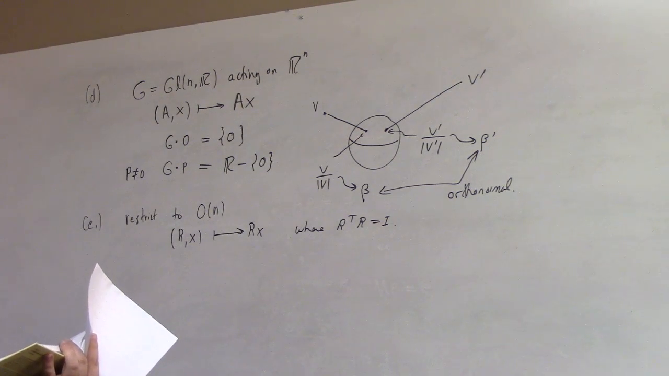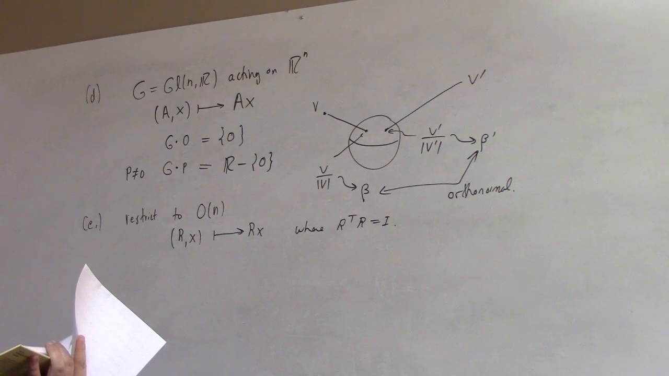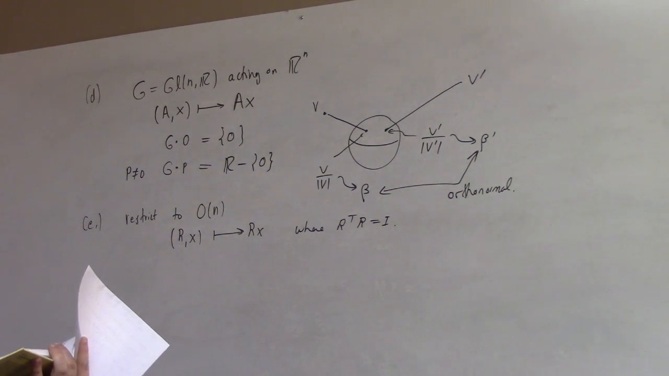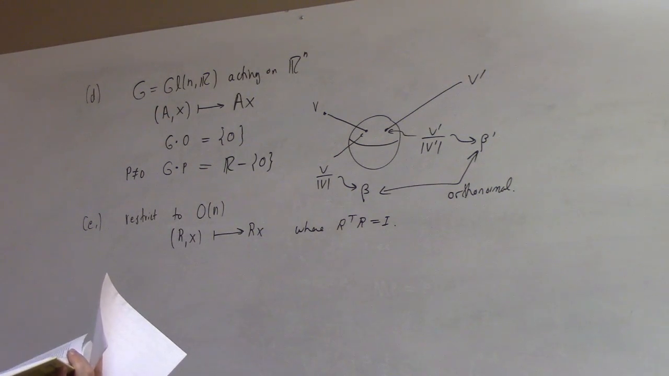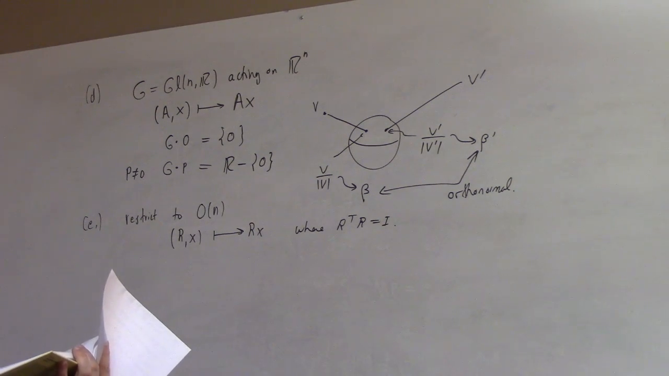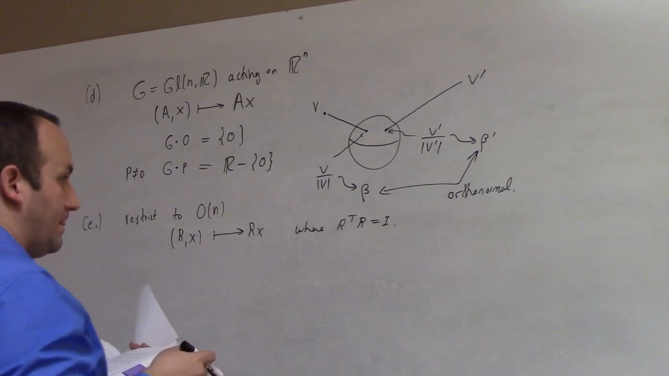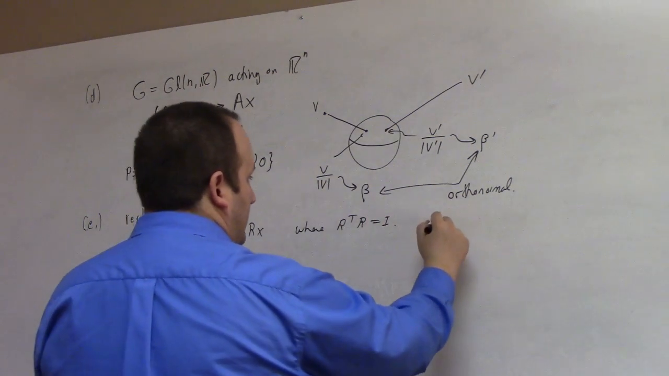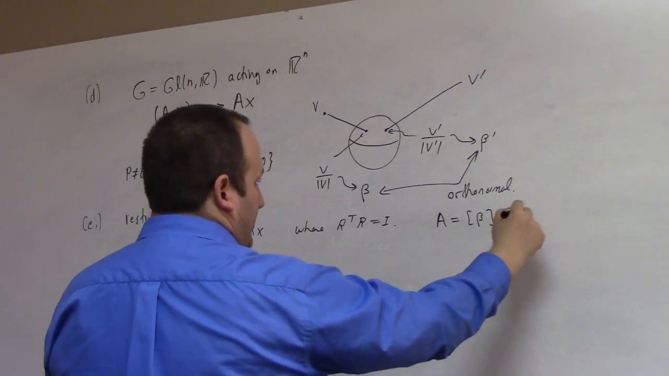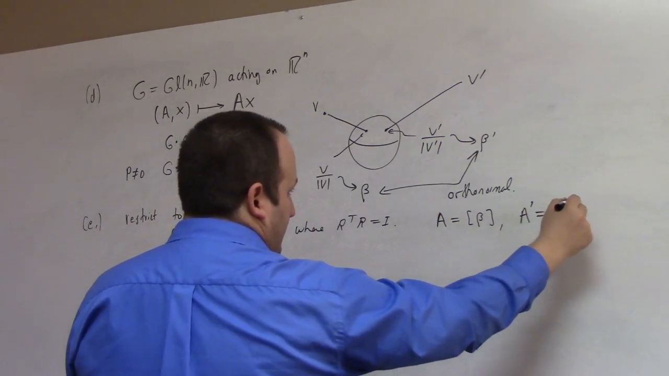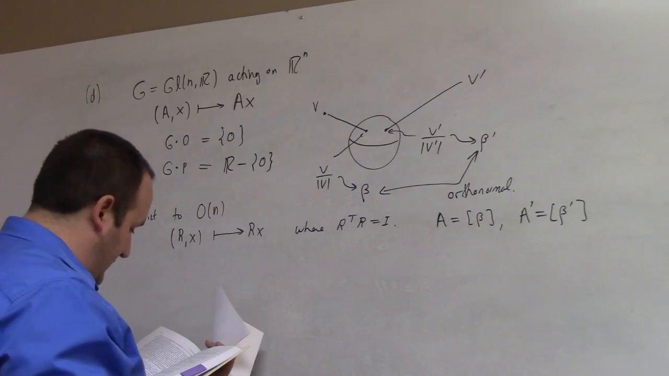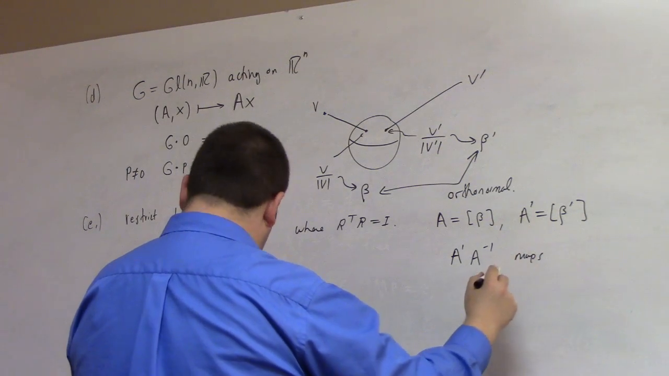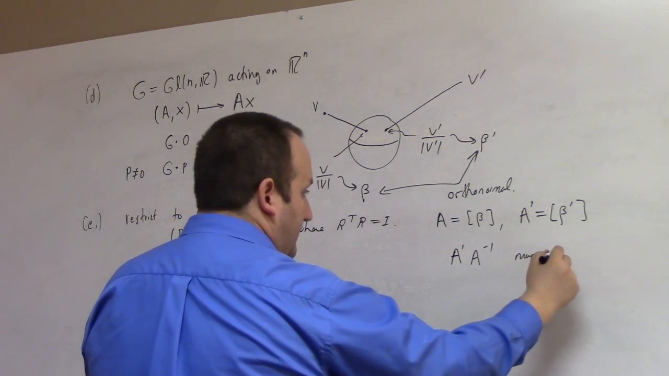And then he says, okay, so then just look at this. Extend it to a basis, an orthonormal basis, with that being its first element, perhaps. And then he says it's easy to check that... Just a second, Dan. And then let A equal this one, and A prime equal the basis matrix for that one, in the usual way. And then he says you can check that A prime A inverse maps V to V prime.